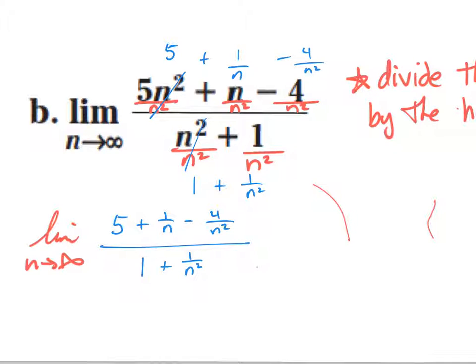1 and 0, right? So that's really easy. Anytime you have a number over a variable like that, it's 0, as long as you're going to positive infinity, right? So that's why we do it. It makes it a lot easier. So I can look at this and I know this is going to 5, this is going to 0, this is going to 0, this is going to 1, and this is going to 0. So I have 5 over 1.